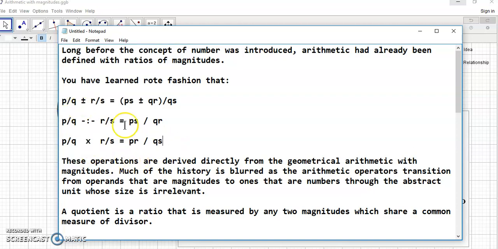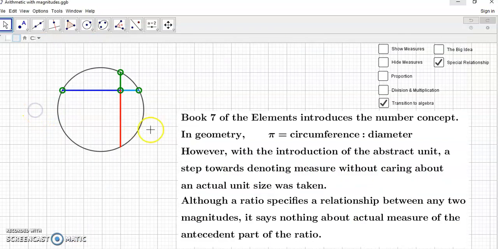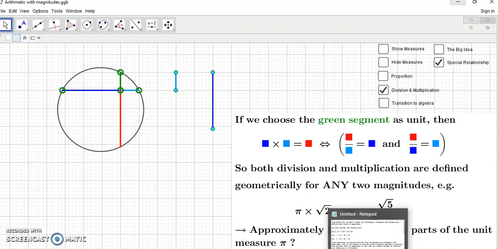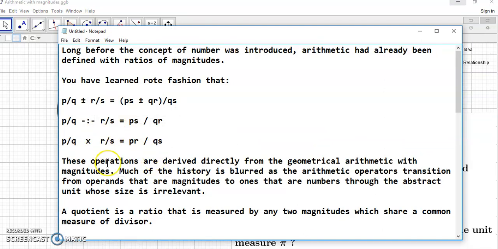So you didn't really understand these, but all these actually come from this measure of ratios of magnitudes. Okay, so that's how we got them. They didn't just magically appear, and that's how they do work in geometry. Now, algebra, which is a weaker form of geometry, cannot handle every magnitude. So that's why we have approximations like 3.14 or 2.718, etc., whatever the case is. So much of the history of this is blurred as the arithmetic operators of geometry transition from operands that are magnitudes to ones that are numbers through the abstract unit whose size is irrelevant.